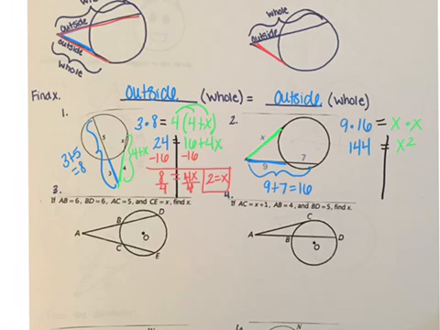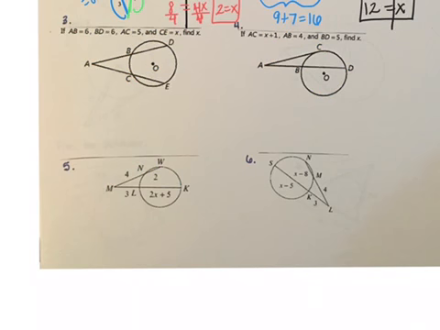Draw a line down the equal sign. And to get rid of this exponent, the inverse of squaring something is to square root it. And the square root of 144 is 12. So x equals 12. We're going to look at 4 more examples.